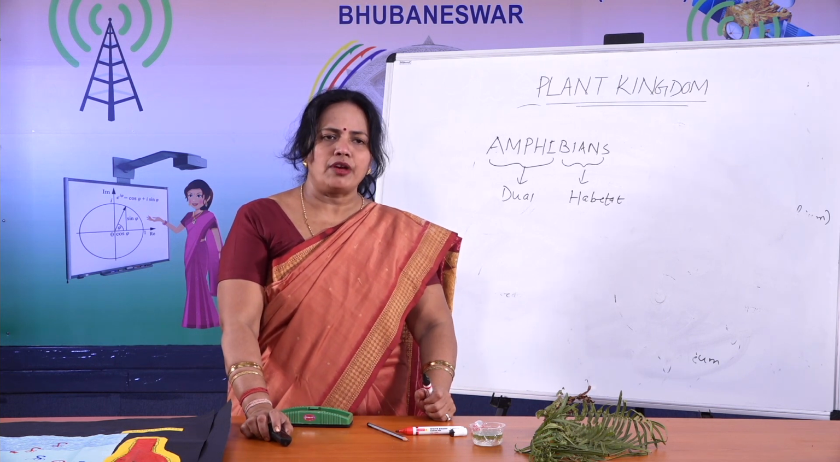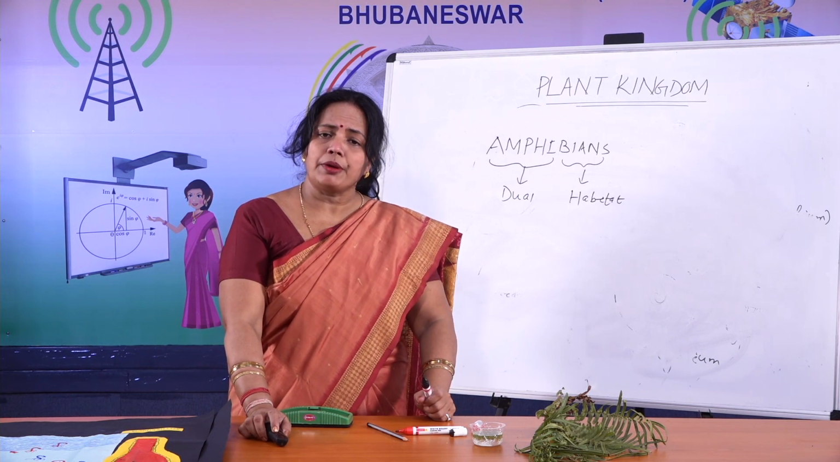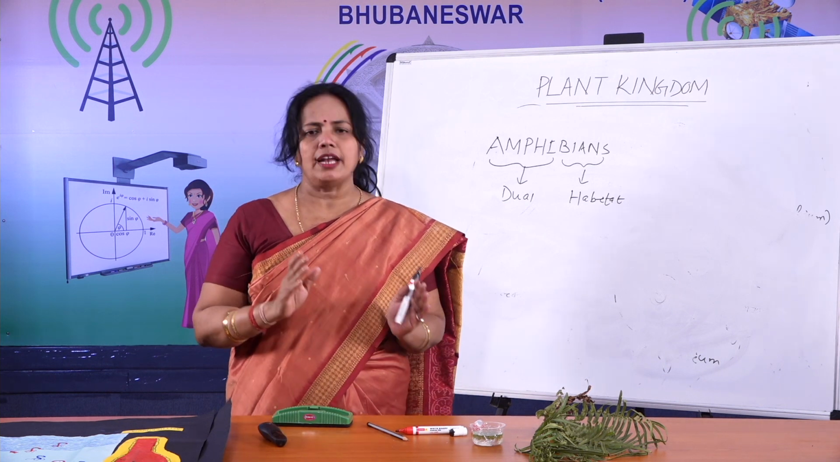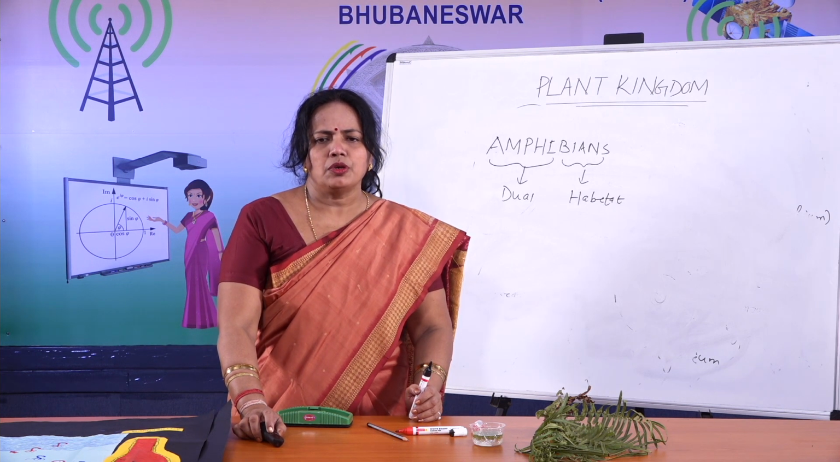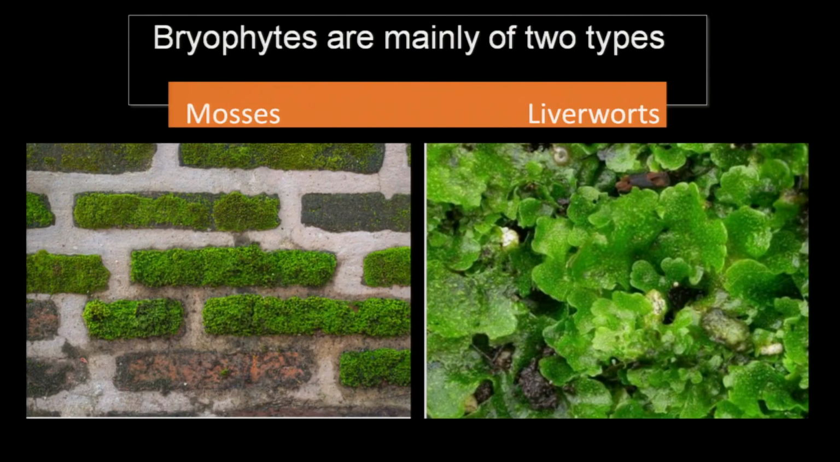Now, some examples of bryophytes. We will see bryophytes are of two types mainly, mosses and liverworts. Most of you must have seen mosses growing even on the bricks, on the walls which remain damp, not the very dry ones, right? Because they need moisture to grow and to complete their life cycle. So, bryophytes are of two types, mosses and liverworts.